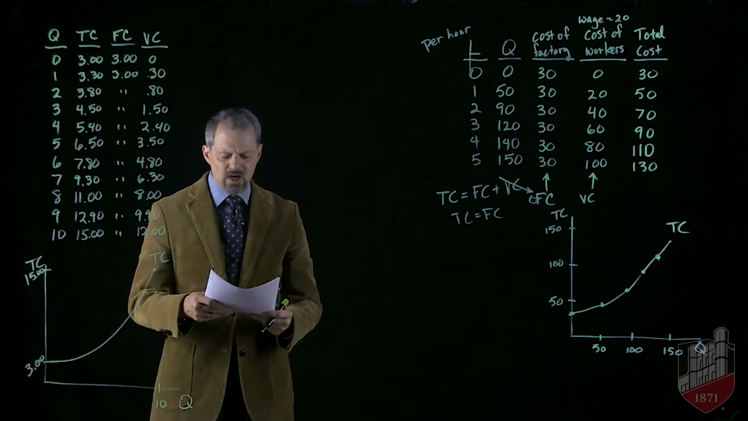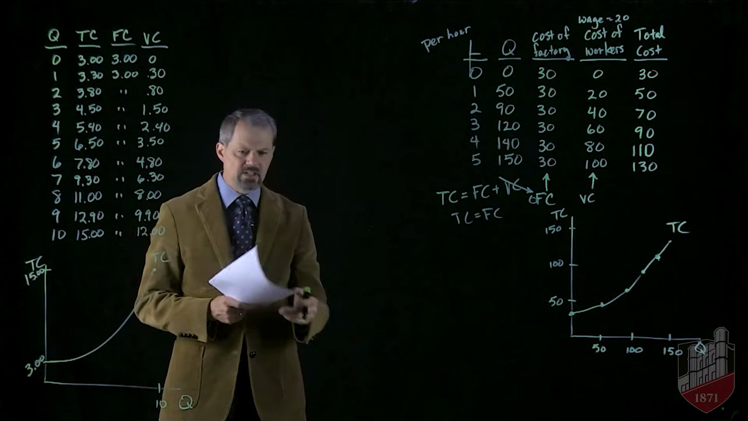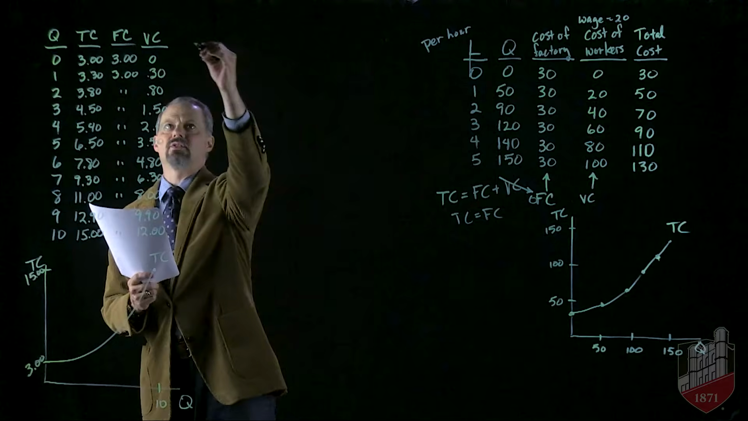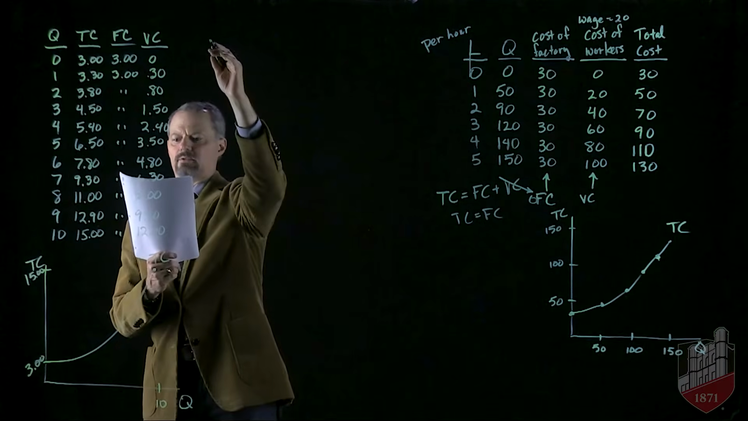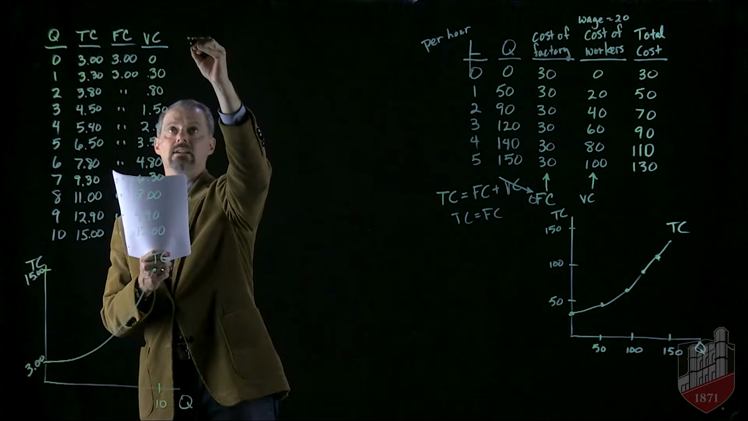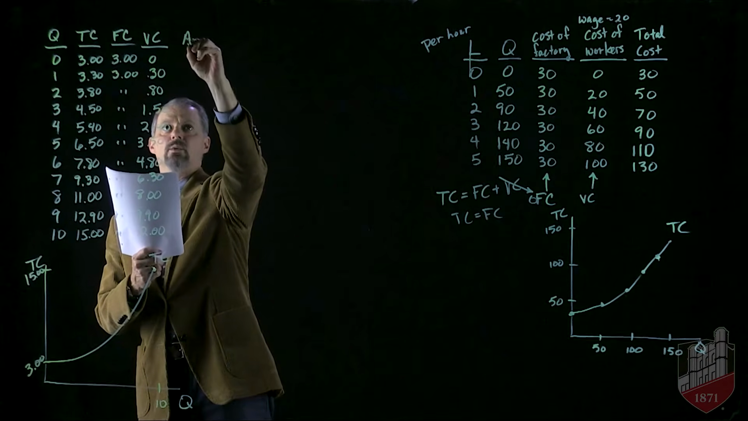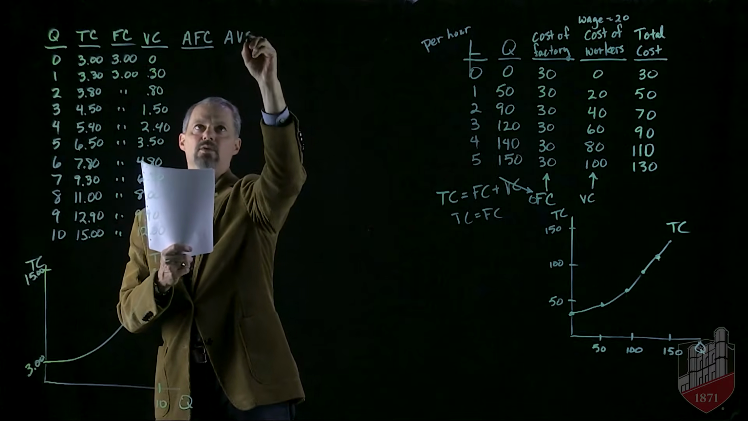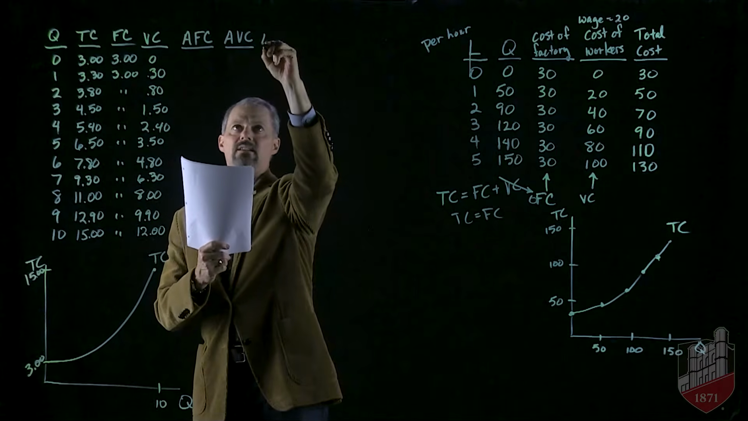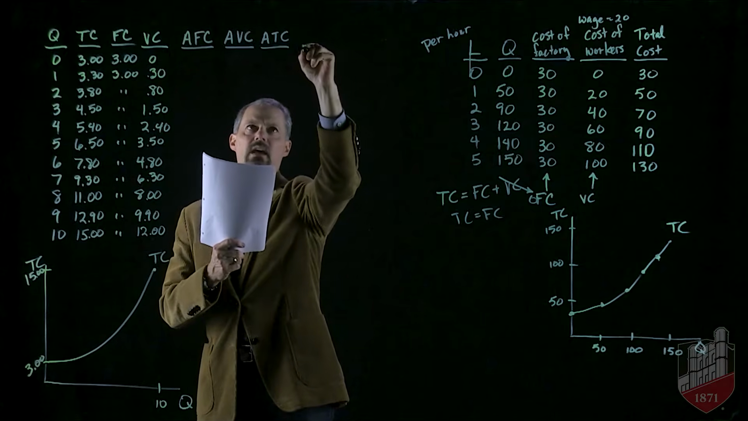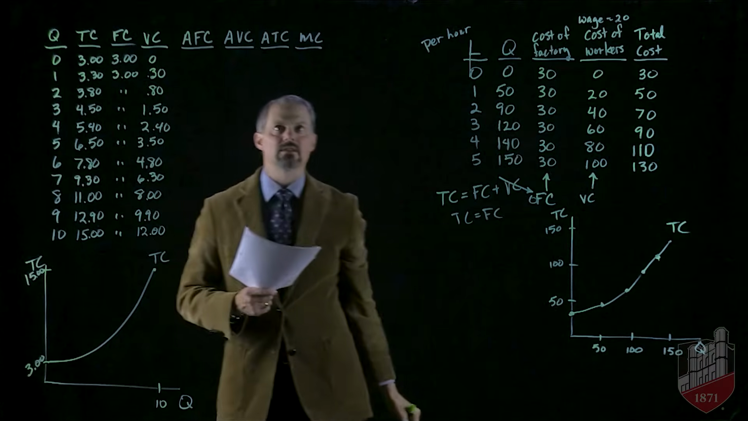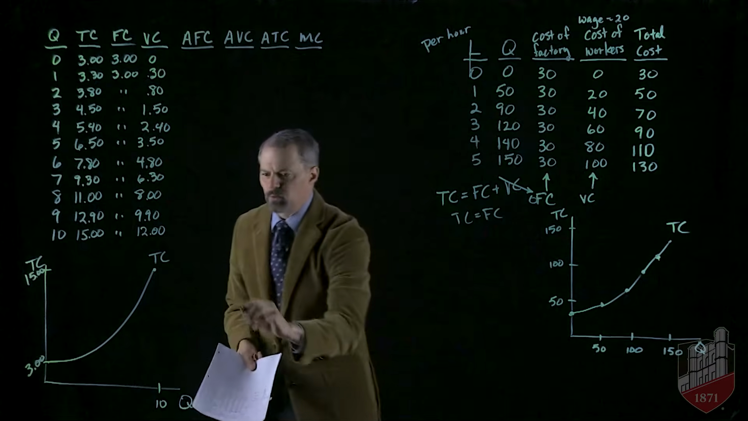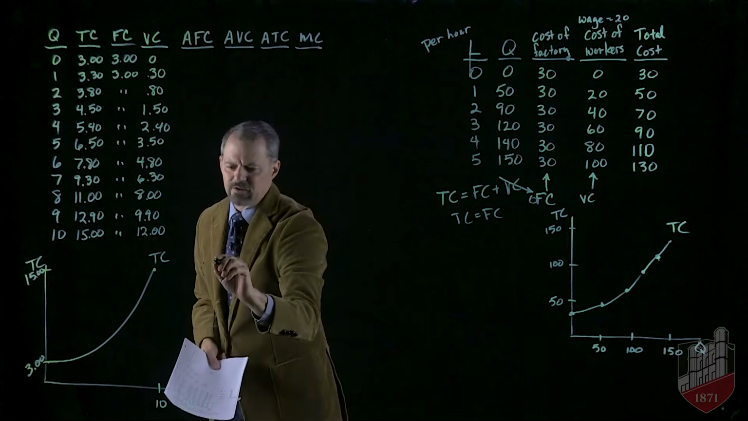Let's define some other cost measures. Actually, I'm going to go ahead and put my columns out here so I don't start writing stuff where I need to put my table. We're going to calculate average fixed cost. We're going to calculate average variable cost. We're going to calculate average total cost. And then we're going to calculate marginal cost. So let's define each one of these. So the first one is, let's start with average fixed cost.